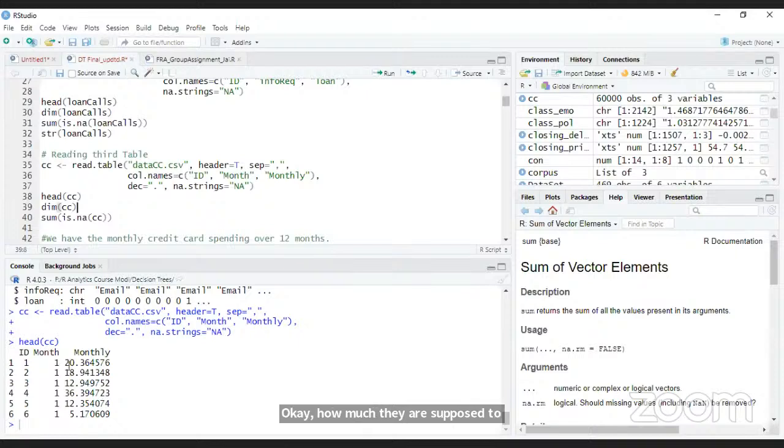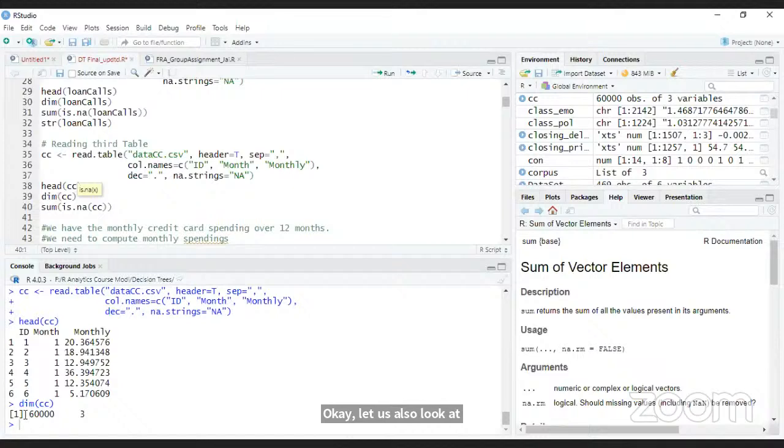So monthly, okay, it is credit card, right? So month January, that individual has paid this much of credit card bill. Second individual in the month of January has paid this much of credit card bill. Okay, let us also look at the dimensions. We have 60,000 records and 3 columns. See, the first table has 5,000 records, 8 columns. Second table has 5,000 records and 3 columns. Third table has 60,000 records and 3 columns, which is very huge.